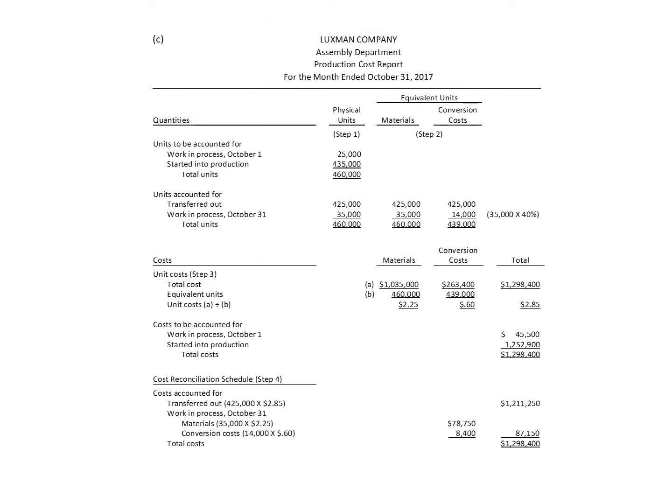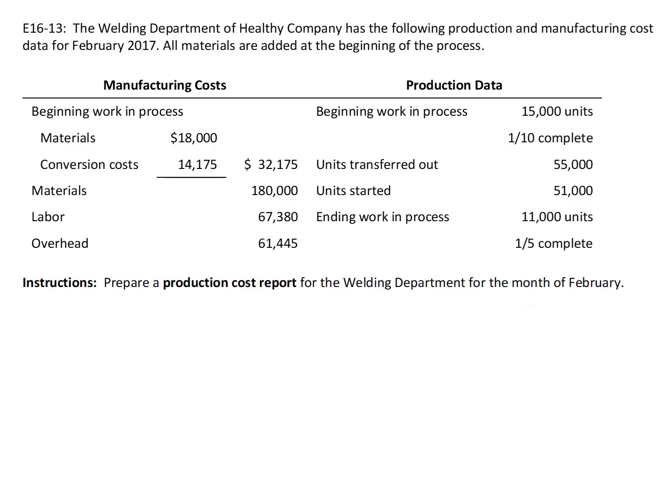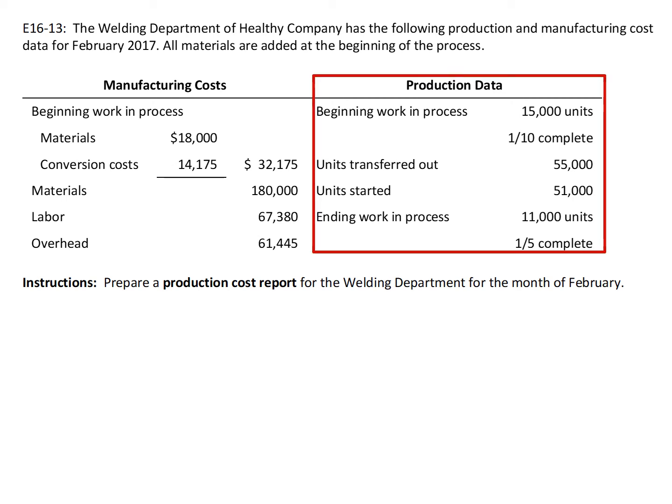We can summarize everything we did by preparing the production cost report. And again, it includes step 1, step 2, step 3, and step 4. And you can see the format here. For exercise 16-13, the end result is that production cost report, but what I'm going to do is work through each of the steps, and then we'll conclude with the report itself.